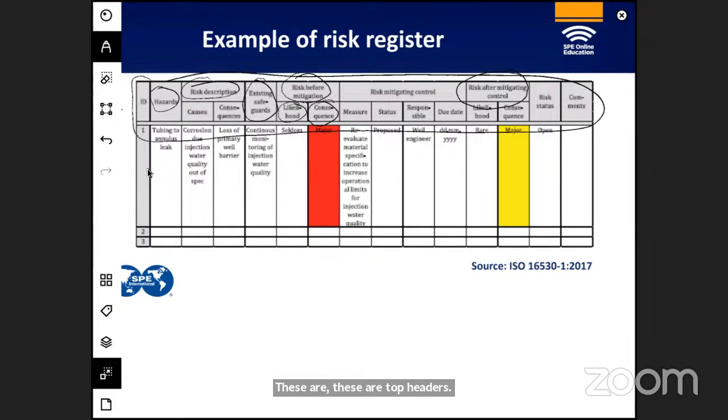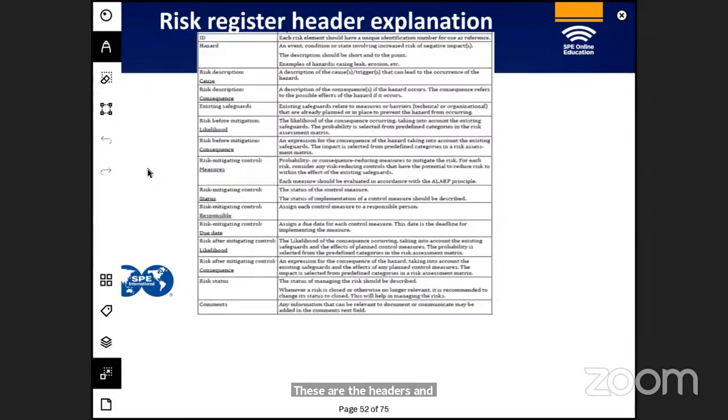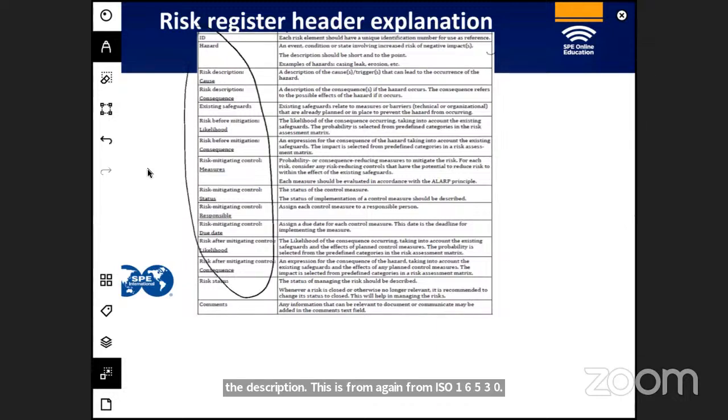These are the headers, and a detailed mention is made here in the description. This is from ISO 16530. These are the header information and the description of what needs to be captured for each of the headers for creating the risk register.